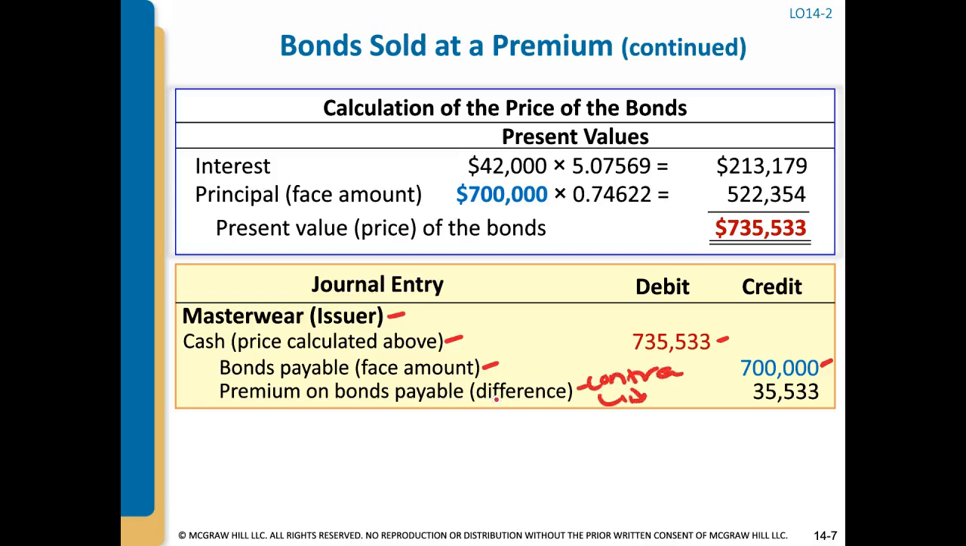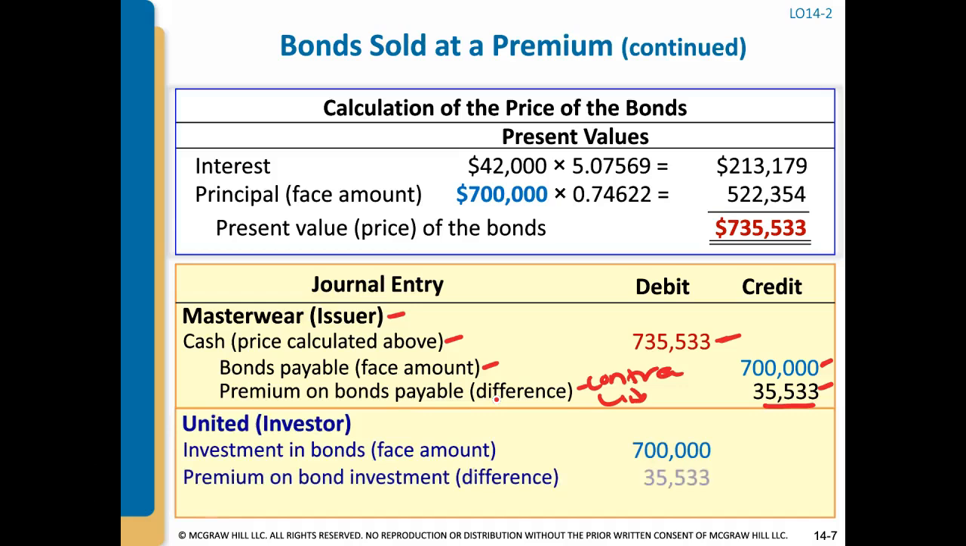And we're actually going to add it onto our bonds payable account. It's the difference between the cash paid and the face value of the bond. So we're going to credit that for $35,533.